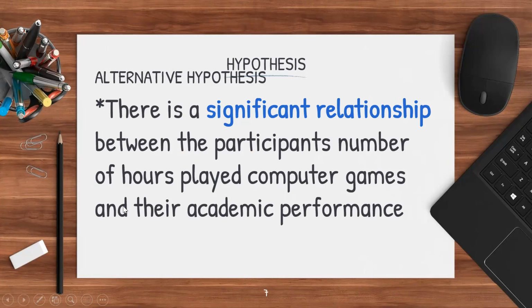First is to find if there is a relationship between the two variables, yung tinatawag nating academic performance and the number of hours played of the computer games of the participants. At if we're going to reject or accept the null, or reject or accept the alternative hypothesis. Okay, ready na ba tayo?